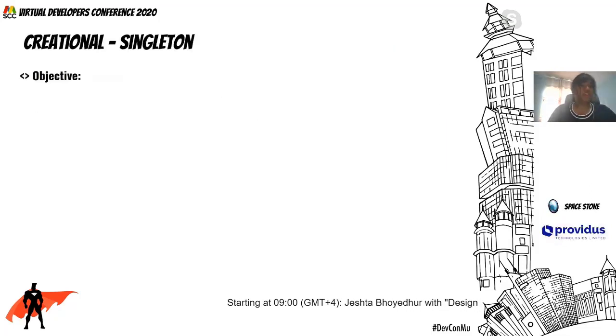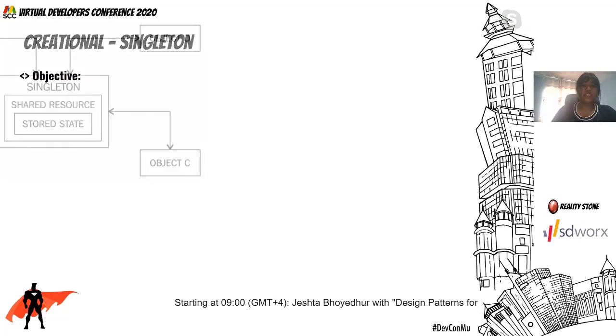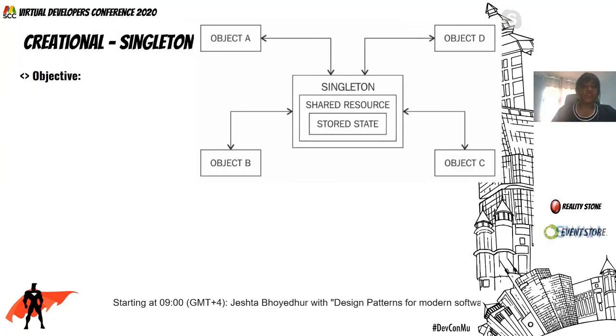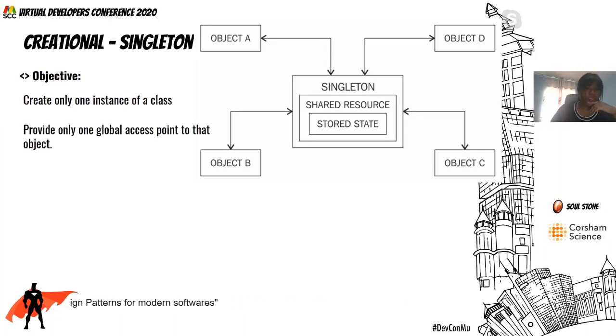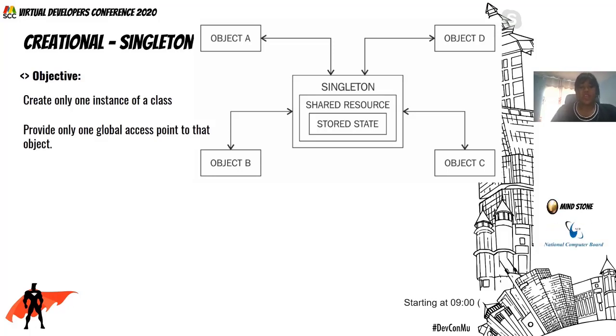singleton. Singleton, in simple words, is used to limit creation to only one instance of a class. It provides only one global access point to that object. In other words, a singleton encapsulates a unique resource and makes it readily available throughout the application. And we can say that a singleton acts as a gatekeeper, ensuring orderly access to the shared resource.